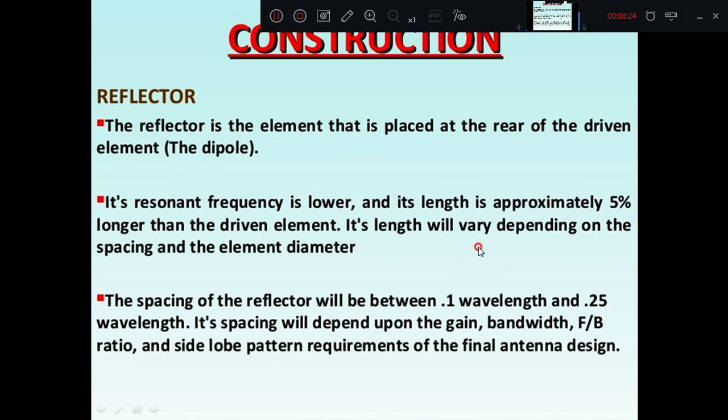Its length will vary depending on the spacing and the element diameter. The spacing of the reflector will be between 0.1 wavelength to 0.25 wavelength, and its spacing will depend upon the gain, bandwidth, F by B ratio and side lobe pattern requirements of the final antenna design.